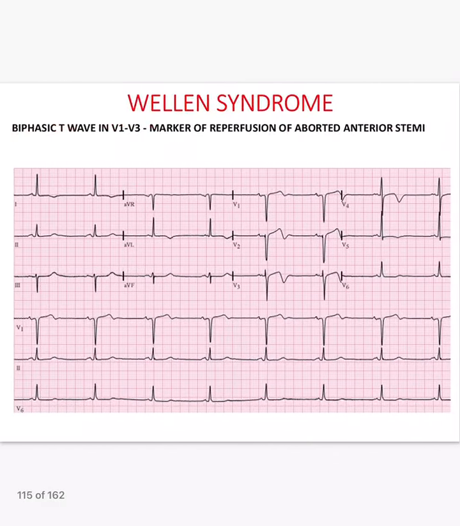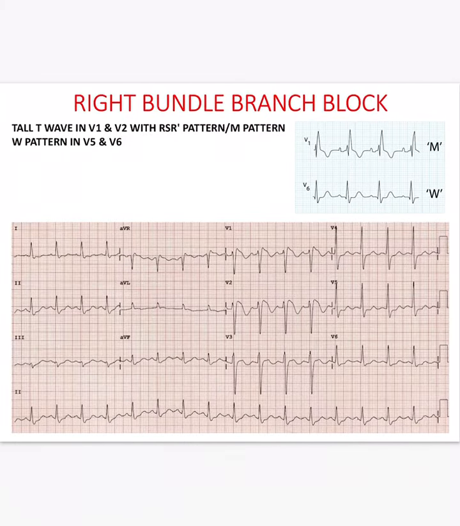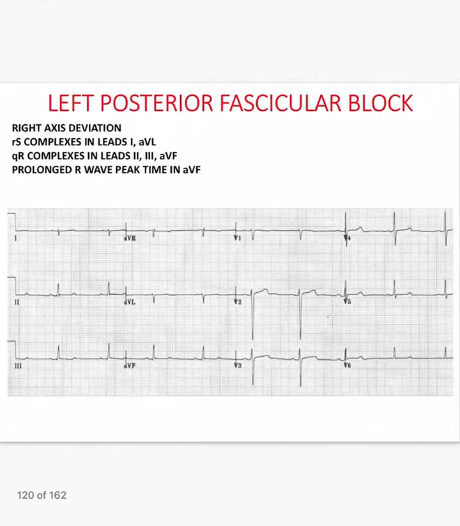Now coming on to the other one that is important, that is right bundle branch block. In right bundle branch block, you have tall T wave in V1, V2. And what was your mnemonic? We will remember the mnemonic, MADO. In V1 you will have M pattern, and in V5 or V6 you will have W pattern. Let's check it out. In V1 you have the presence of the M pattern, and in V6 when you look, you have the presence of the W pattern. Check out. Okay, so this is about your right bundle branch block.